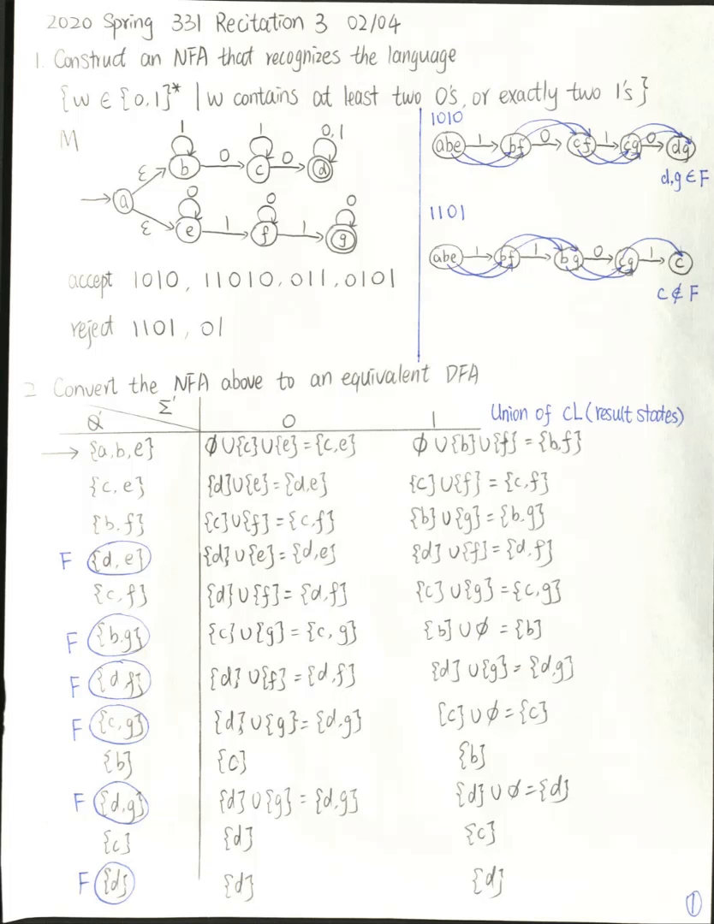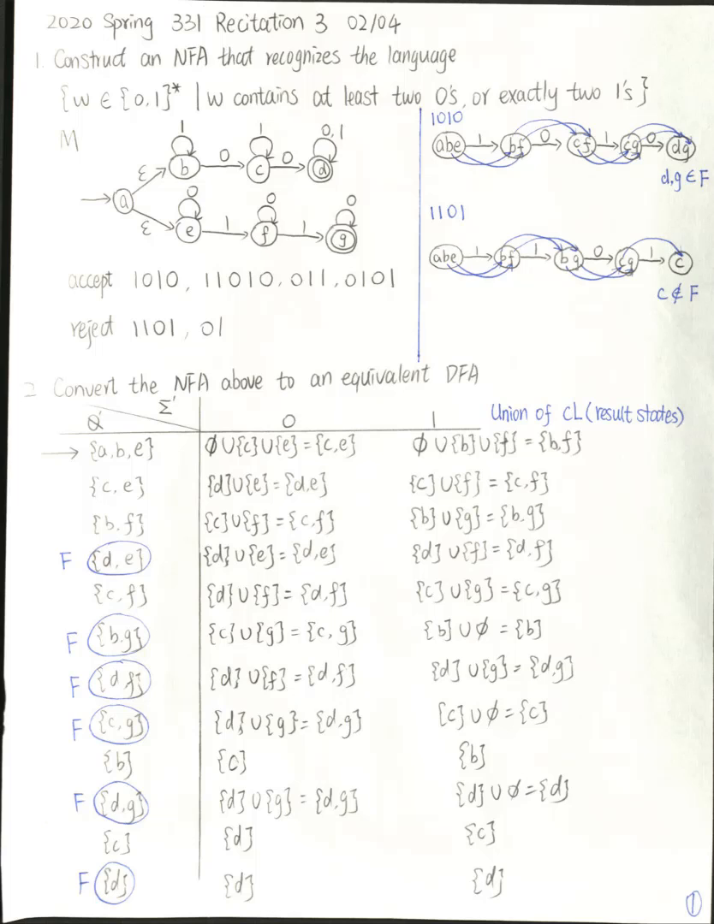In this section, I'd like to cover 3 topics. The first one, given a language, construct an NFA that recognizes that language. The second one, given an NFA, possibly with epsilon transitions, convert the NFA to an equivalent DFA. And third, prove a closure property of regular languages. Let's start with the first one.